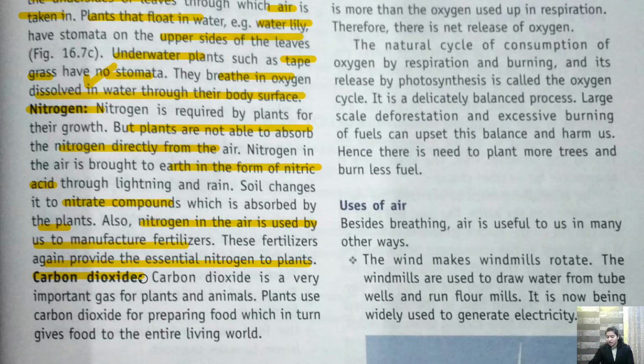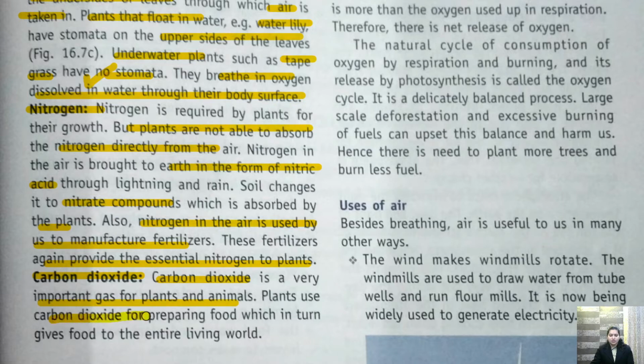So for now, you need to know that we exhale carbon dioxide, plants exhale carbon dioxide, and it is present in the atmosphere. And carbon dioxide is utilized by plants during the process of photosynthesis. Okay, during the preparation of food, carbon dioxide is used. So carbon dioxide is a very important gas for plants and animals.